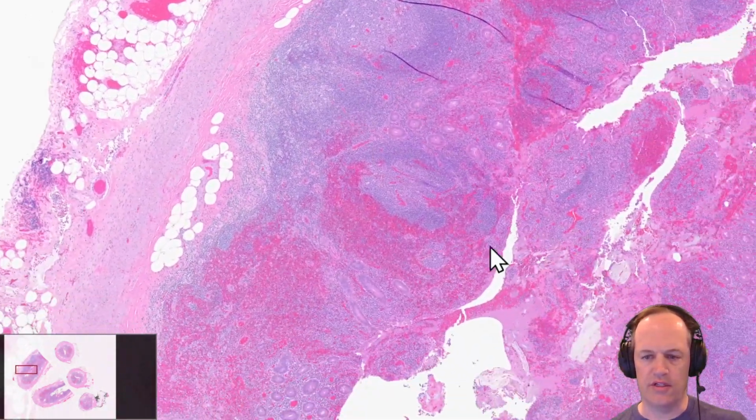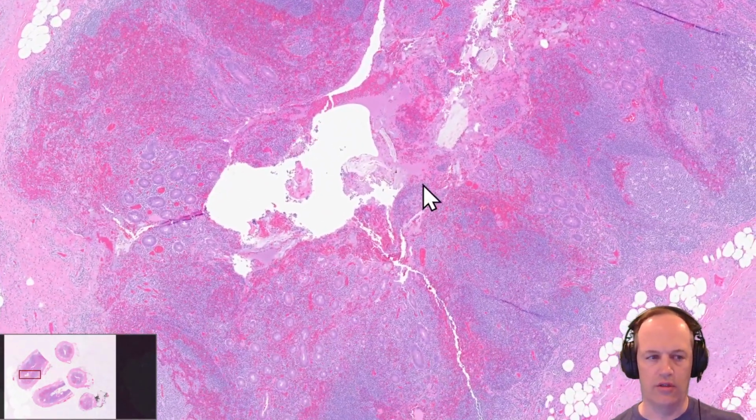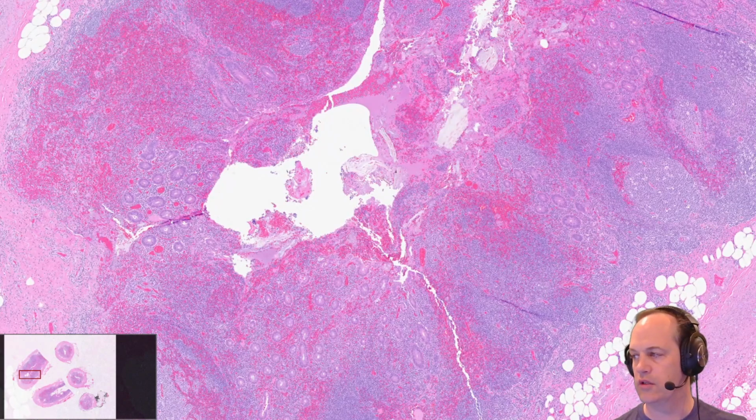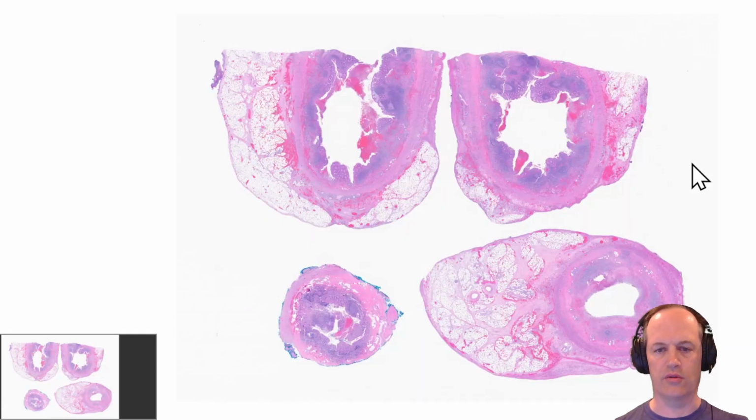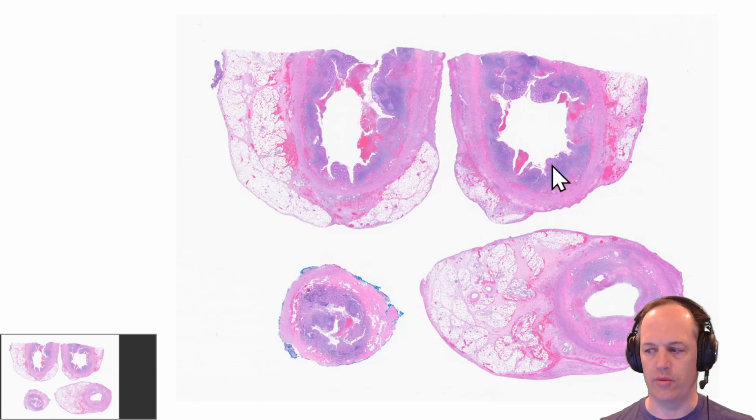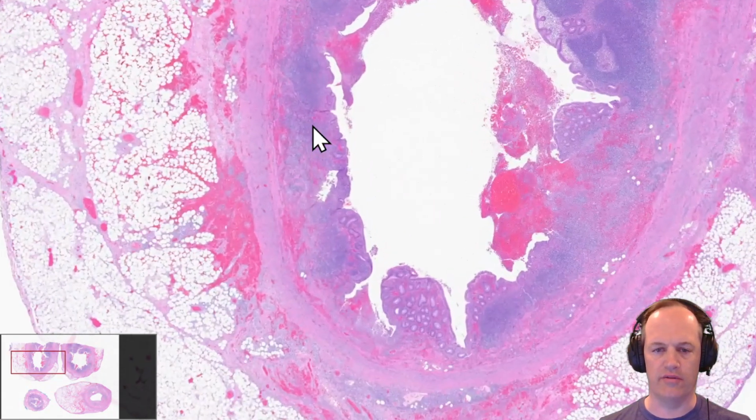Now that we've got a good sense of what normal looks like, let's talk about appendicitis and why appendices get removed. If you're familiar with medical terminology, you'll know that anything that ends with an itis is an inflammatory process. And appendicitis is no different. It's inflammation of the appendix.